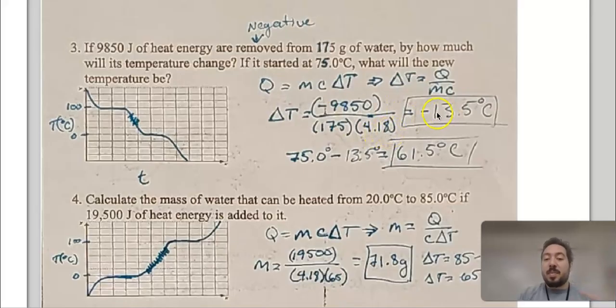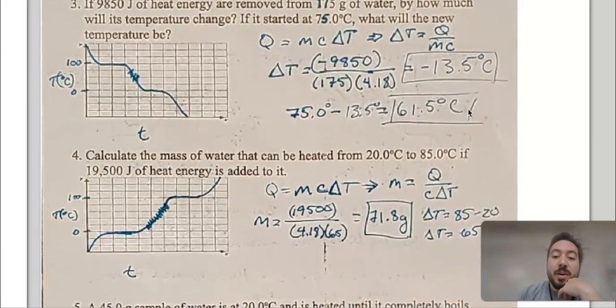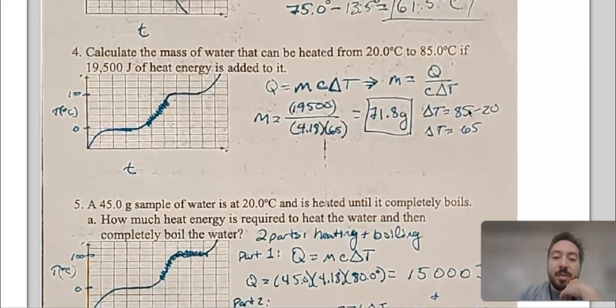So we plug it in, and we get negative 13.5 degrees Celsius. And then if we're starting at 75 degrees, we just do 75 minus 13.5, which gives us 61.5 degrees Celsius. So we're between 75 and 61.5 here in this part of the graph. And then we have a negative change of 13.5 degrees Celsius with our heat overall.